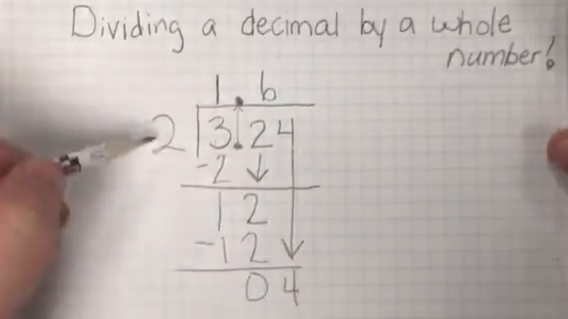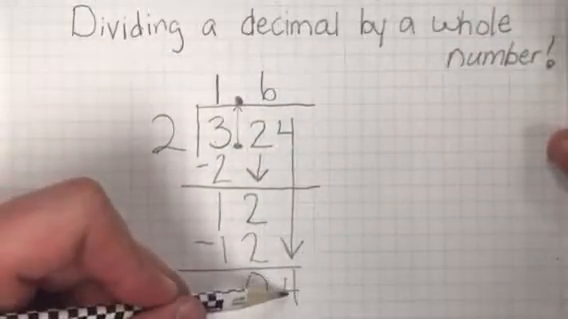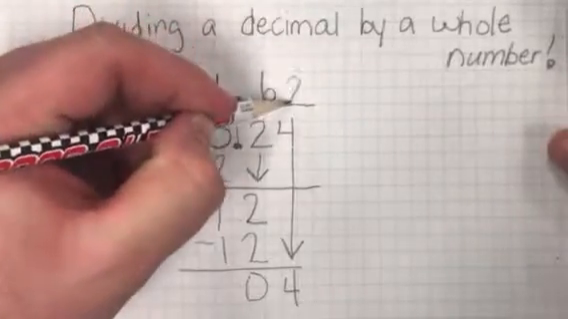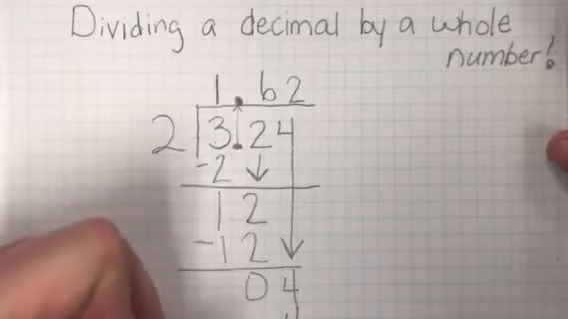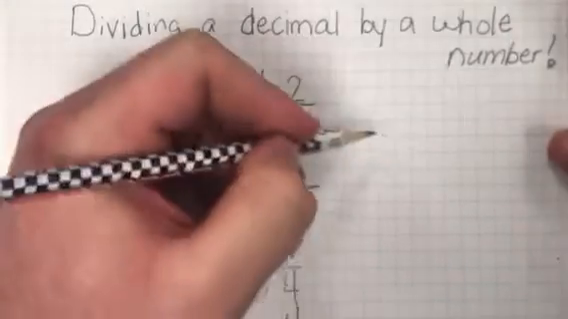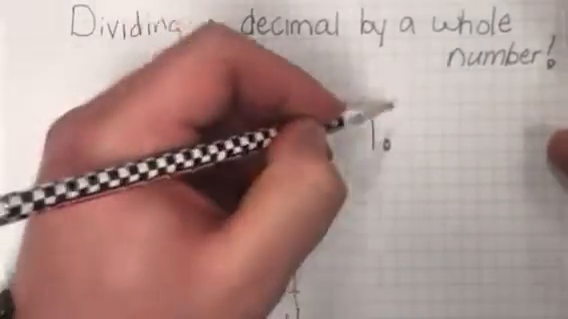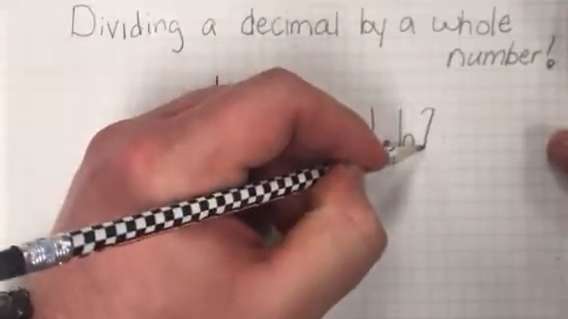Now I'm asking myself, how many groups of 2 can I make out of 4? In this case, it goes in nice and even. We zero this out, and so my quotient is 1 and 62 hundredths.